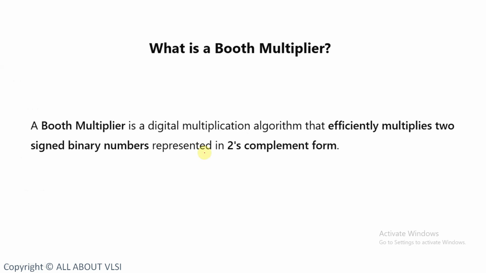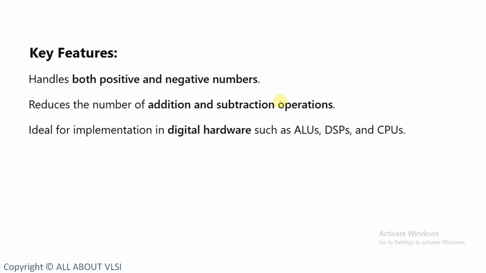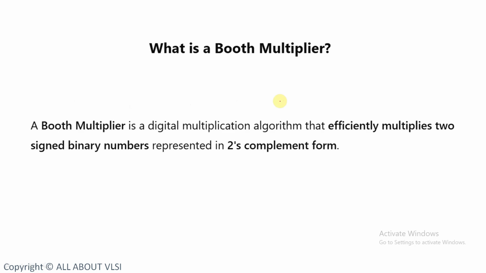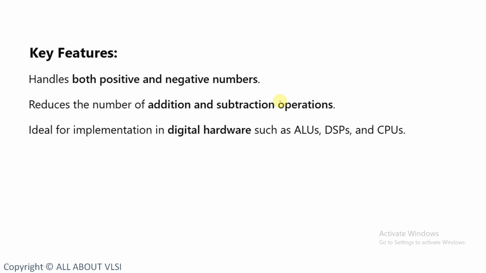It is going to multiply two signed numbers which are represented in 2's complement form. Basically, if you want to represent negative numbers, we represent them in 2's complement form. In the case of this particular Booth multiplier, we are going to represent the negative number in 2's complement form, and we are going to multiply them. The key features are that it can handle both positive and negative numbers, it reduces the number of addition and subtraction operations, and it is ideal for digital hardware such as ALUs, DSPs, and CPUs.